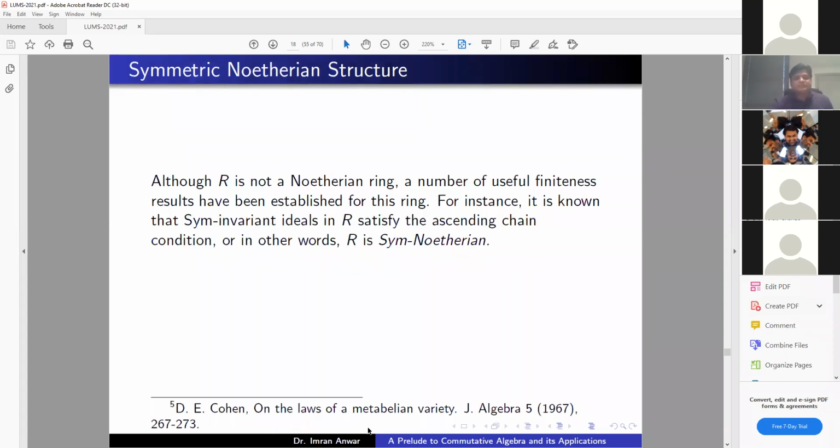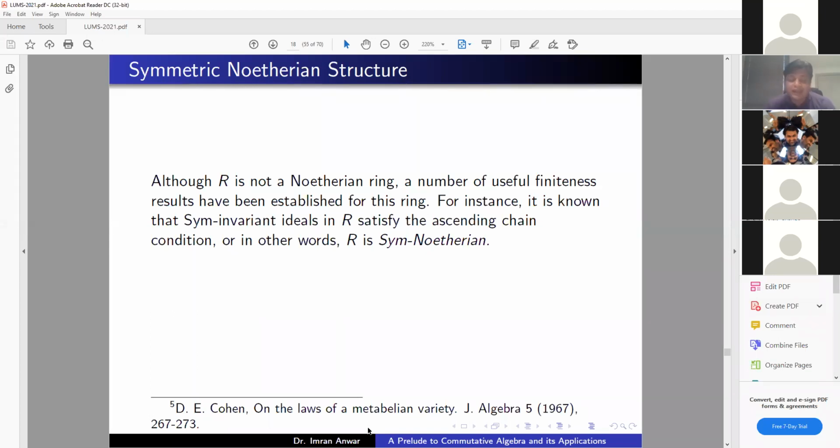Although R is not a Noetherian ring, everyone who is familiar with the Noetherian structure knows that in the polynomial case, if the polynomial ring has a finite number of variables, it is Noetherian, and this is the famous Hilbert basis theorem. So a number of useful finiteness results have been established for this ring. Definitely this particular ring is not Noetherian, but the surprising fact is that a number of useful finiteness results have been established for it. For instance, it is known that Sym-invariant ideals in R satisfy the ascending chain condition.